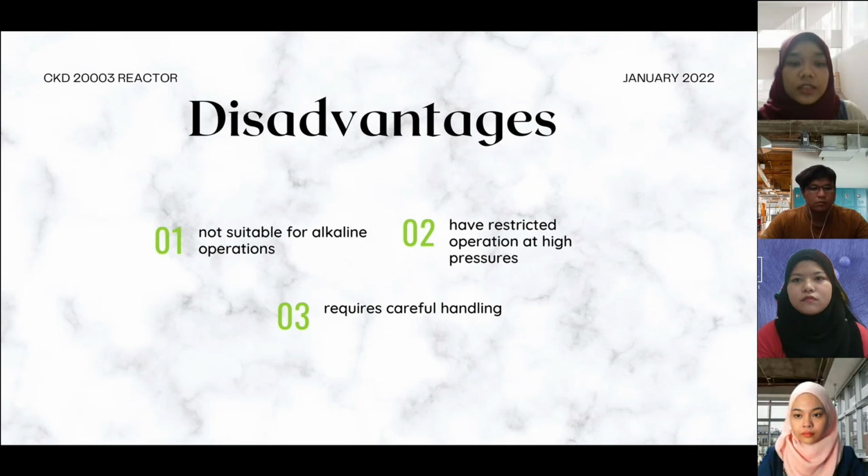Firstly, this reactor is not suitable for alkaline operation. It's because borosilicate commonly used in glass usually reacts with high pH solution and degrades. Secondly, it has restricted operation at high pressure because the glass-lined vessels are designed to operate at temperatures up to 500 Fahrenheit, which is 260 degrees Celsius.